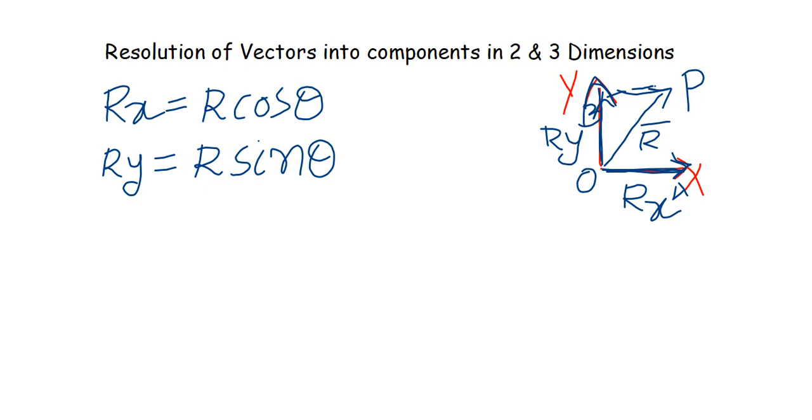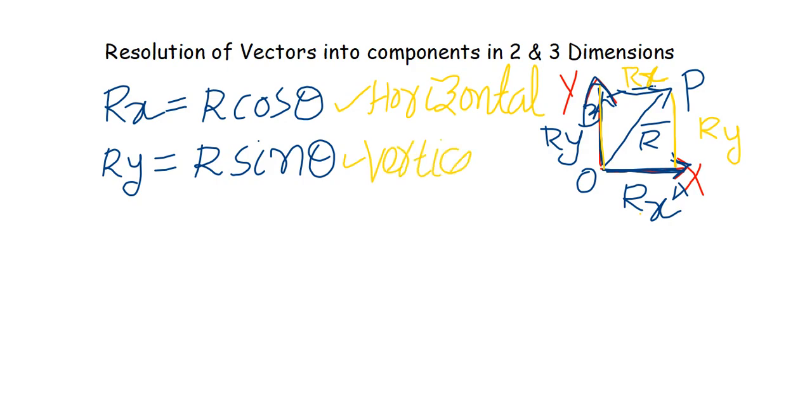Like this, OB is parallel to AP. So this is ry. This is rx. So this is horizontal component of vector, in x direction. This is vertical component of vector.